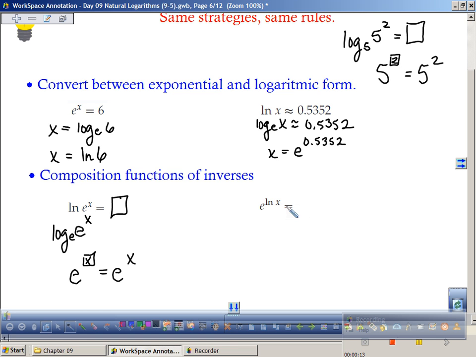So what's this one? Change ln, put it in logarithmic form. Log base e of x. What does that equal? Remember these were special, yes, x. Just like if it was 5 to the log base 5 of x. Remember that? It's the same thing. How you guys doing?